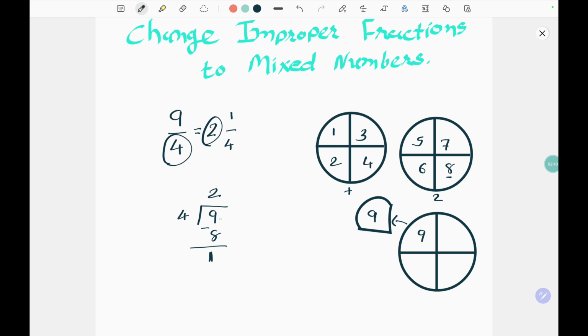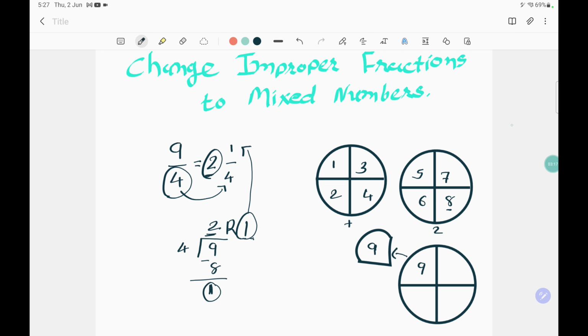Here we don't have any further number, right? So we stop our division here, and this 1 is a remainder, which we write as the numerator of the mixed number's fraction. So the answer 2 is our whole number, and this 1 is the numerator of the fraction, and the denominator stays the same as in the improper fraction. Okay, let's try another fraction.